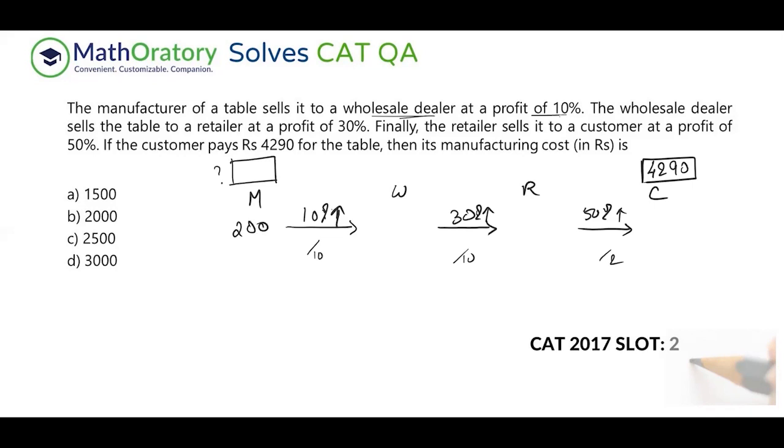So 200. Now increasing this by 10%, that would be a 20 increase. So 220. Increasing this by 30%: 10% is 22, so 30% is 66. Increase that, you get 286. And finally increase that by 50%. 286, and 50% of that, half of that, is 143. If you add this up, you get 429.